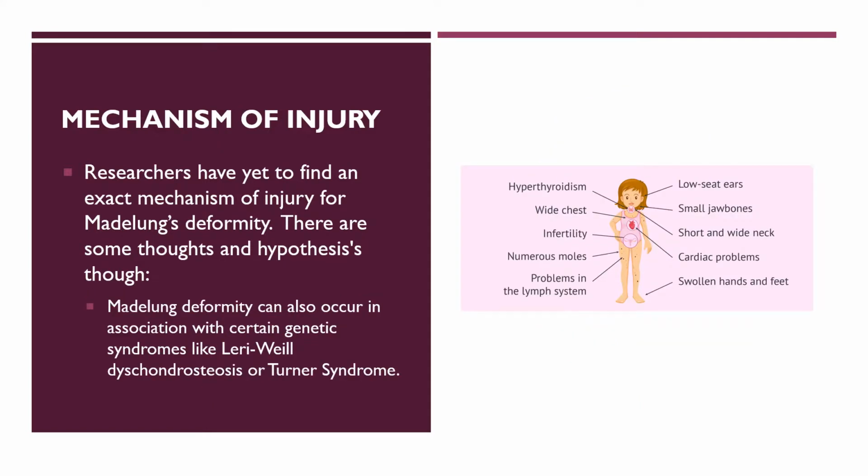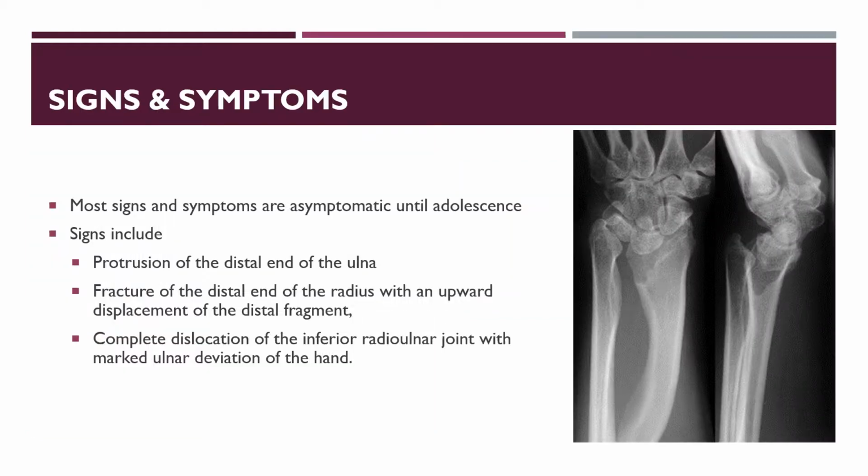And then the third would be a direct correlation or association with both Leri-Weill, which was priorly talked about, and then also Turner syndrome, which is shown in the photograph. People with Turner syndrome will suffer from hyperthyroidism, a wide chest, infertility, numerous moles, problems in the lymph system, swollen hands or feet, cardiac problems, short or wide neck, small jaw bones, and then low set ears.